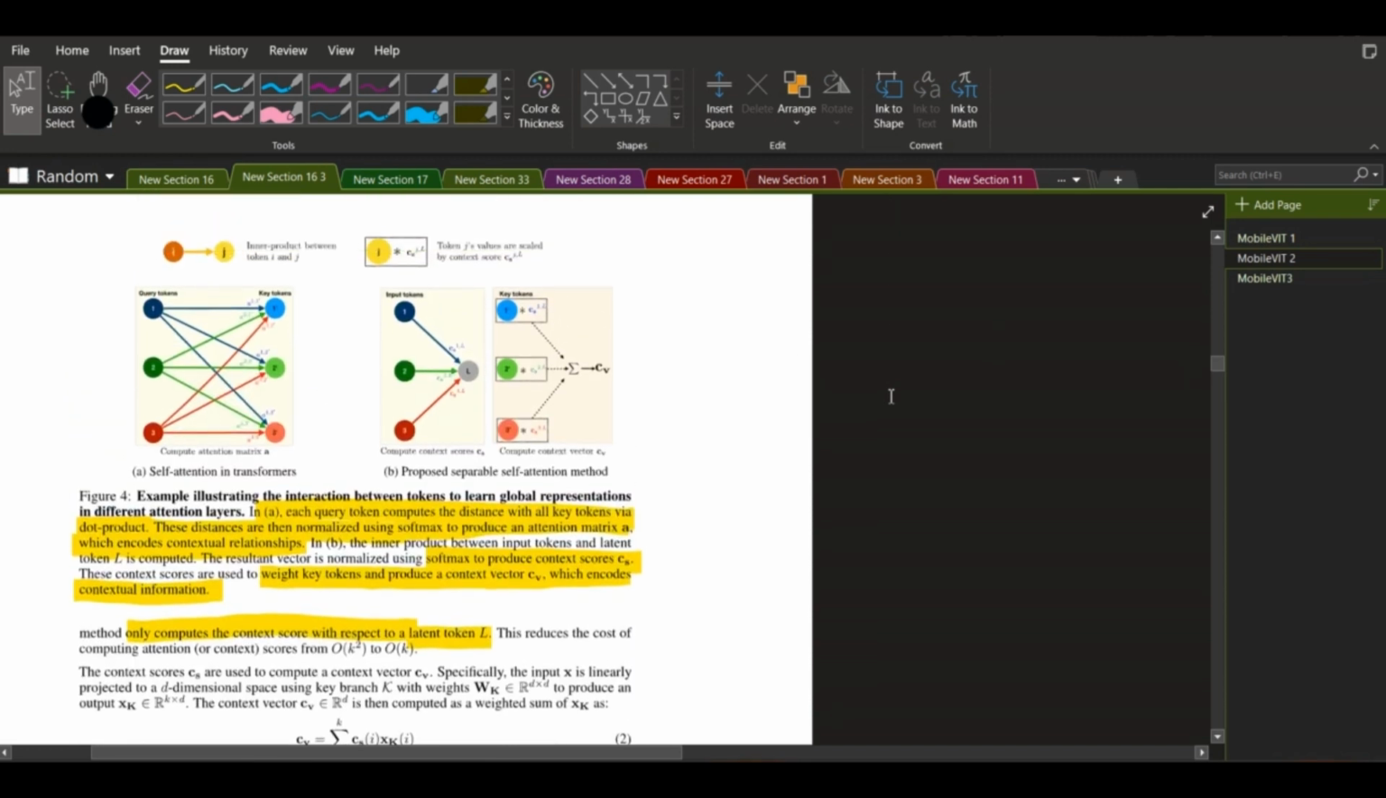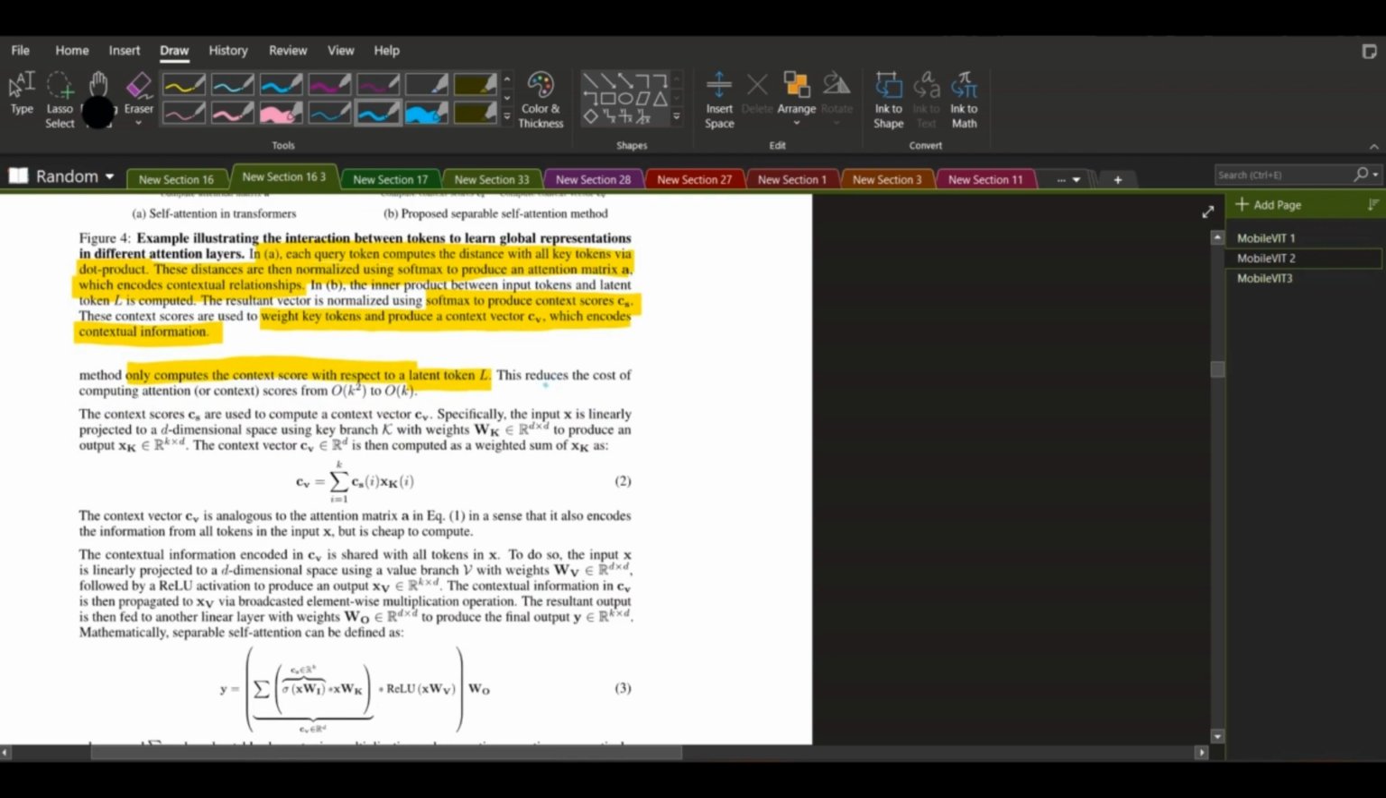If you remember, we now only take the number of tokens, as shown in this, and we take a dot product with this latent token, unlike with the transformer whereby each weight has to attend to other weights. So it's the same thing that we spoke about. They state that this reduces the cost of computing the attention score from quadratic to linear. Yes, that's true. Then they state that the context scores are used to compute the context vector.